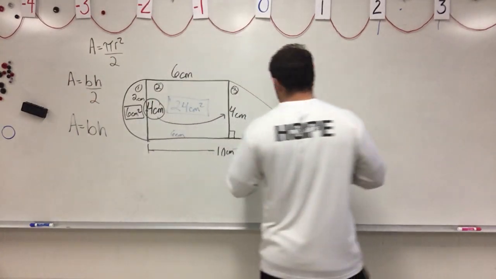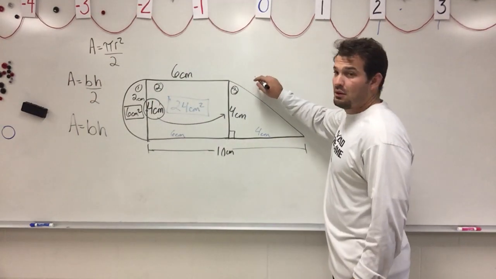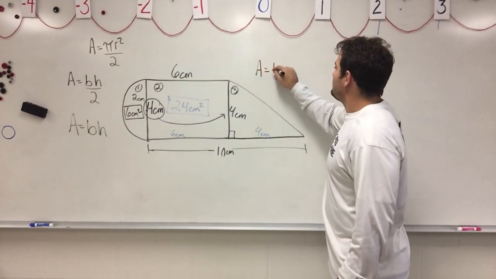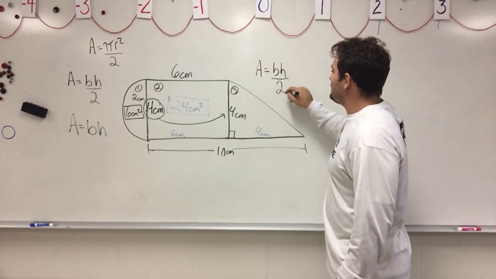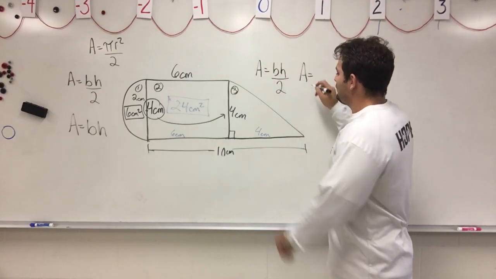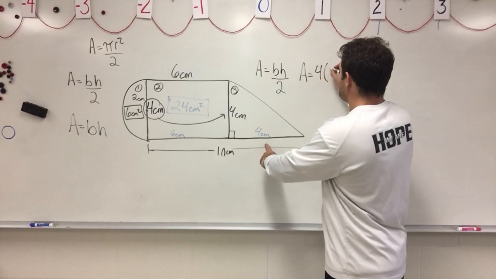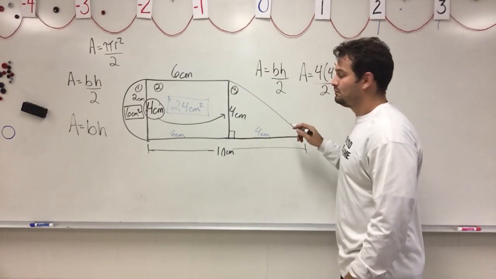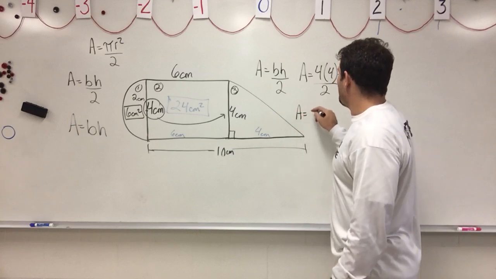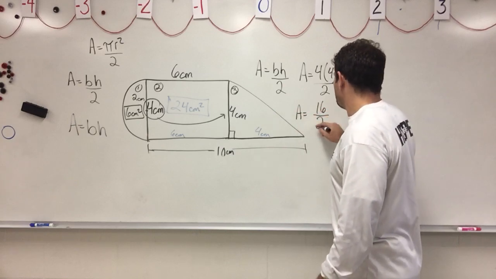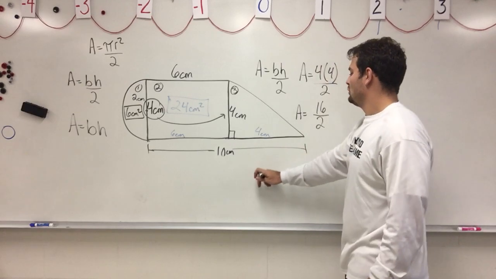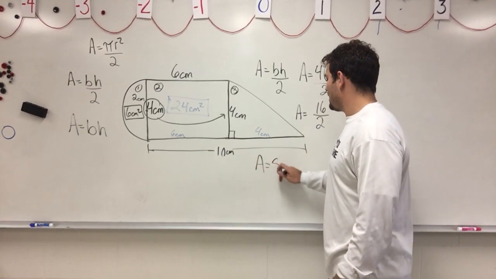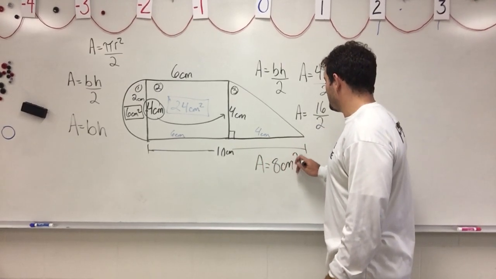So we'll take, again, area equals base times height divided by 2. So I'm going to take 4 times 4 and divide by 2. 4 times 4 is 16 divided by 2. So the area of my triangle is 8 centimeters squared.